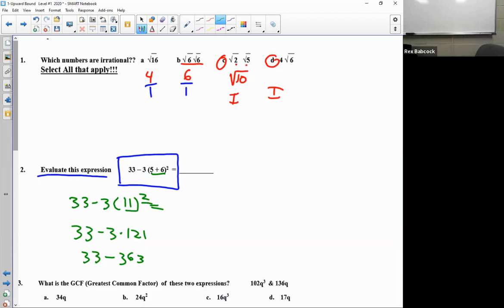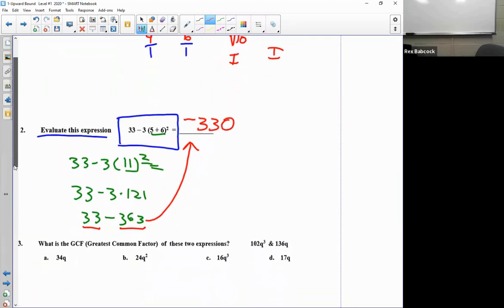If I have $33 and spend 363, I've overspent. The answer is a negative 330, with or without a calculator. Questions there? Questions? Okay.